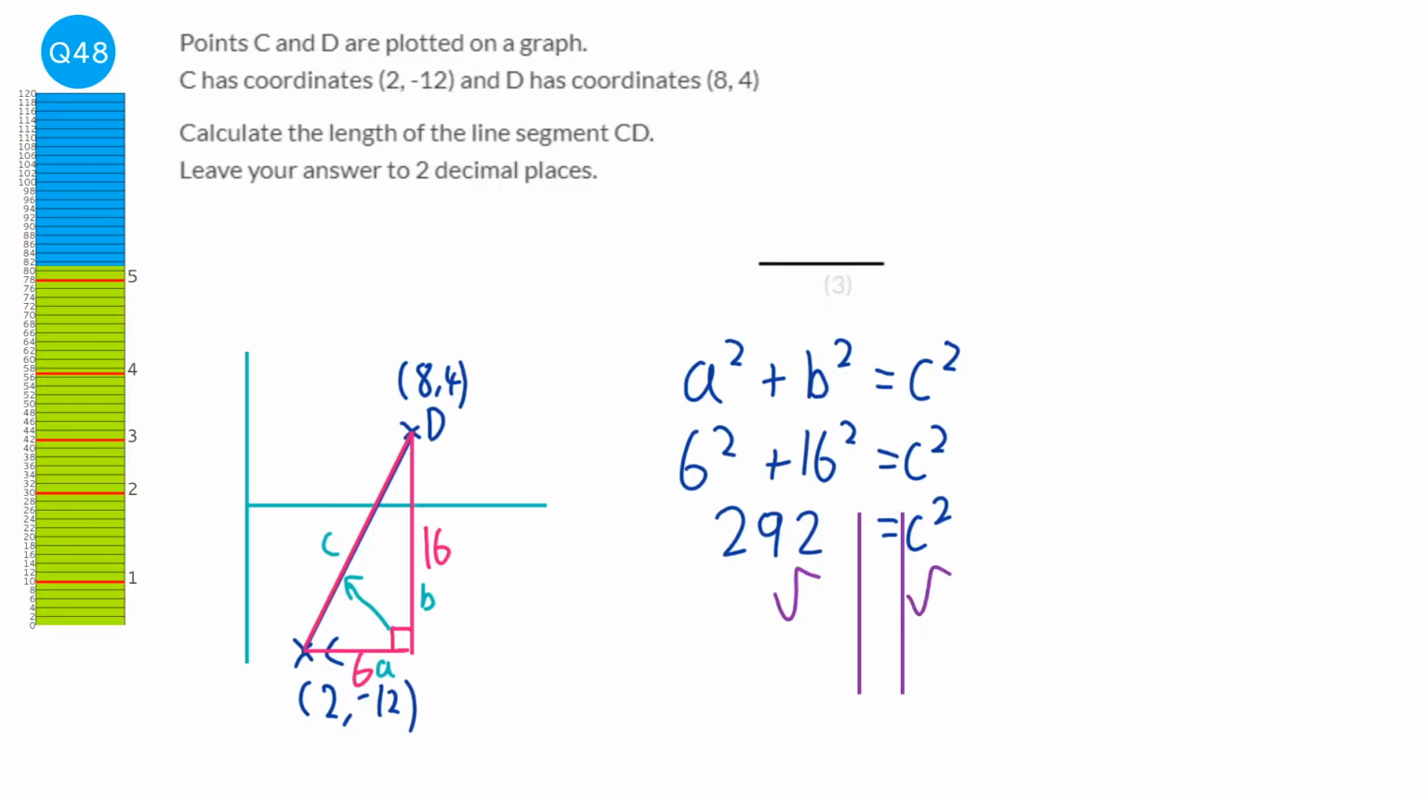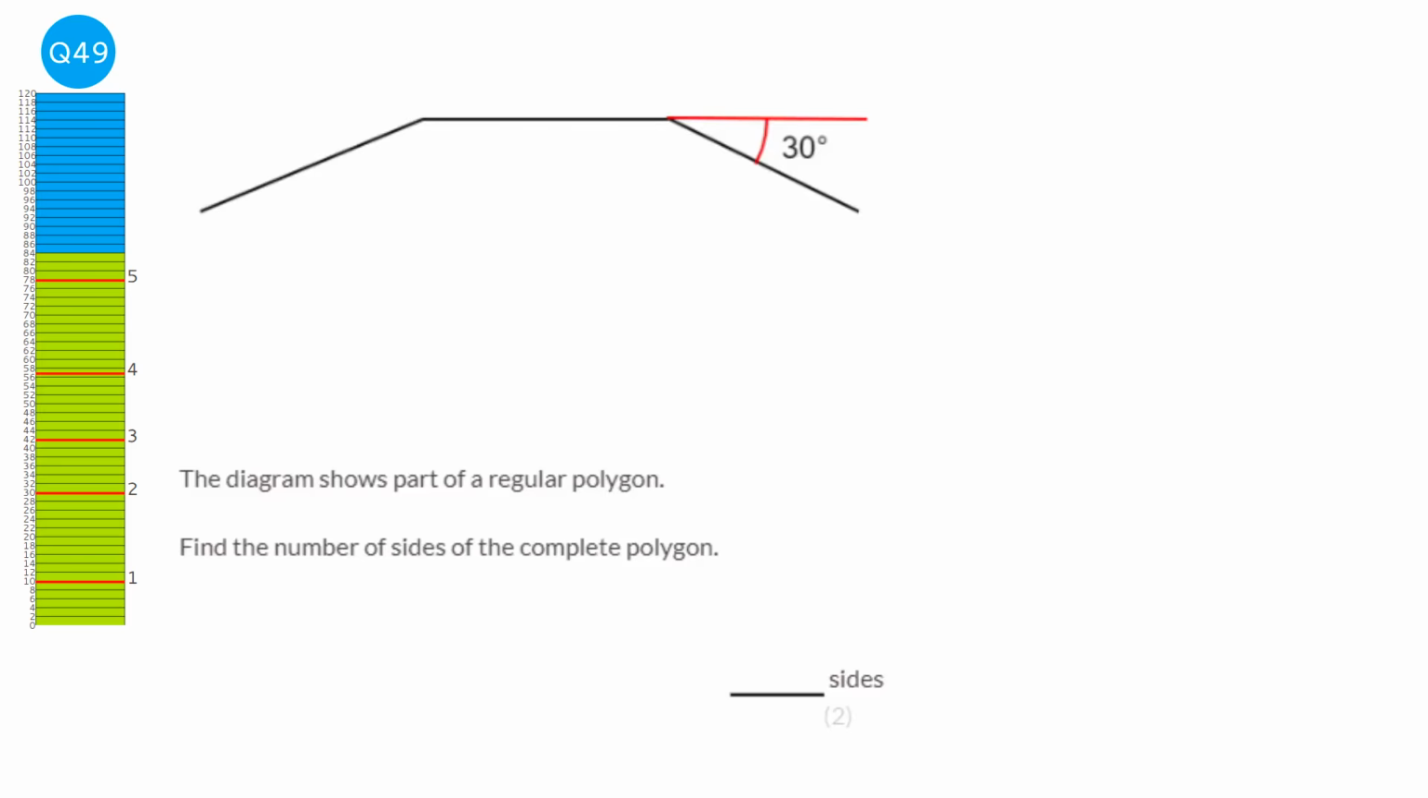And then we're just going to quickly solve this by square rooting both sides. And so we're left with 17.088 and so on is equal to C. And because it asks for 2 decimal places, we're going to write the answer of 17.09.